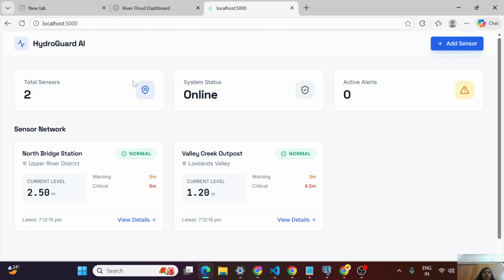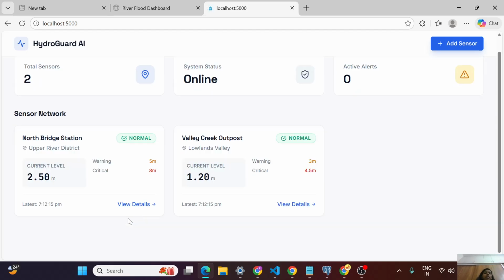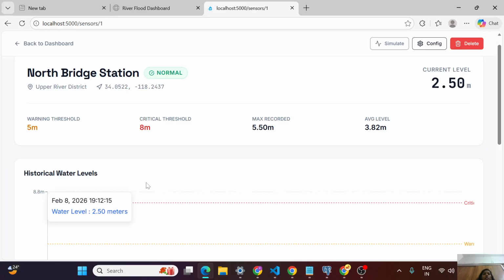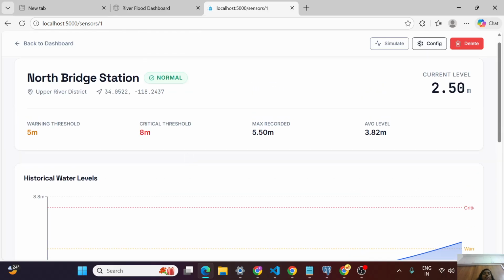So our HydroGuard AI helps in detecting all the sensors and all the data, the flood levels and all the critical warning signals that a sensor provides. So let's look into the North Bridge Station, which is present in the Upper River District. Here we can look at the status, the condition, which is normal as of now, and this is the exact pinpoint location, the latitude as well as the longitude. The current level is 2.50 meters, which is absolutely normal.